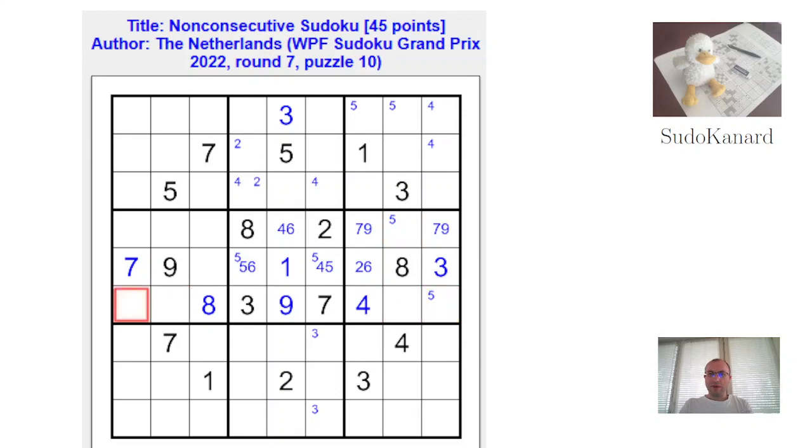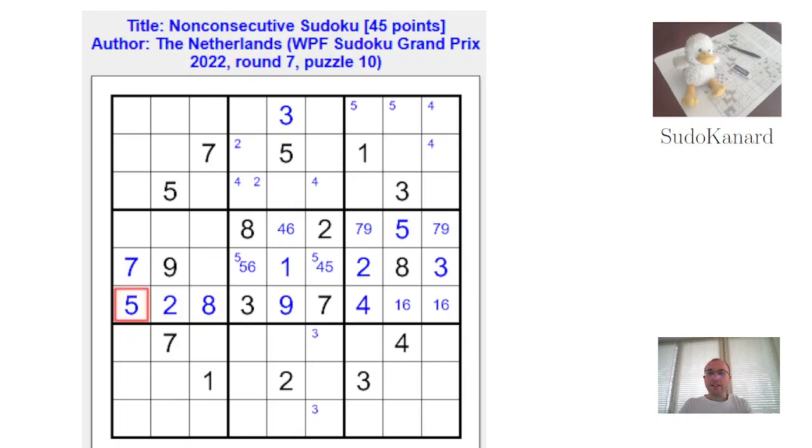So we need 1, 2, 5, and 6 on this row. That can't be a 6. So 6 is not next to 7, so 6 must be somewhere in here. Which means that this is a 2. And this will never be a 5. 5 will be next to the 6, so 5 is here. And that's a 1, 6 pair, that's correct. So now that's a 2, that's a 5.